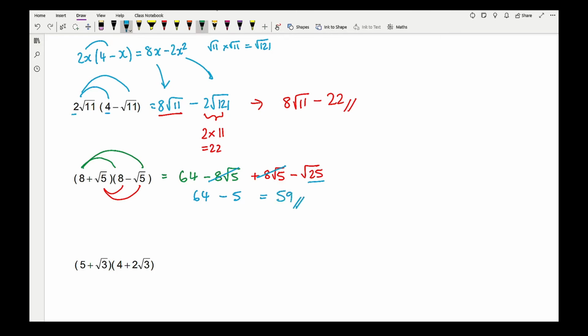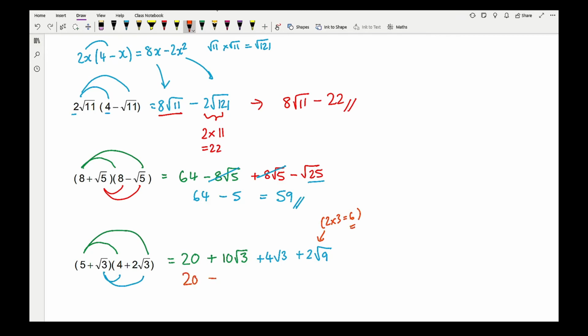And then doing the same sort of thing with the next one. So here I've got 5 times 4, which is 20, and then 5 times 2 root 3 is going to leave me with positive, and then 5 times 2 is 10, and I've got a root 3. And next I've got root 3 times 4, which leaves me with positive 4 root 3, and then 2 root 3 times root 3 leaves me with positive 2, and then root 9. So simplifying this, well, 2 root 9 is going to be the same as 2 times 3, which is 6.